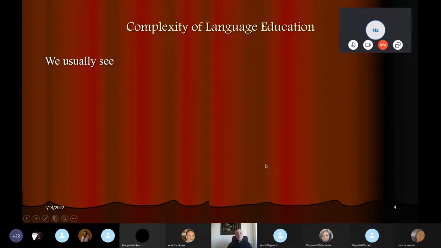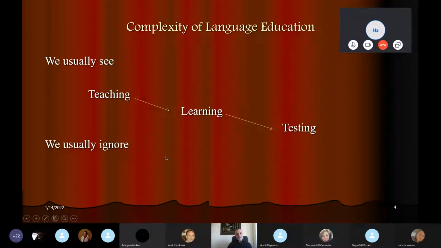So to show you a little bit of the complexity, we usually see as teachers or students teaching that leads to learning, and to show that learning happened, we go with testing. But we usually ignore many issues in this line. Who the teacher is, who the learner is, who the tester is. In some cases, they are not the same people. What do they teach? What do they learn? What do they test? Where is the instruction happening? Why are we doing what we are doing?